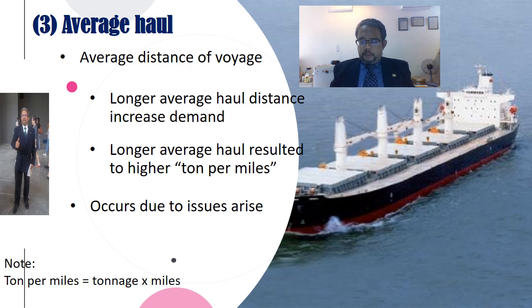In a situation whereby the average ton per mile increases, for example, if there is a blockage at the Suez Canal, vessels have to go from the Far East to Europe through the Cape of Good Hope at the tip of South Africa. There also will be an increase in the demand of ocean transport to move cargoes because the length is much longer.